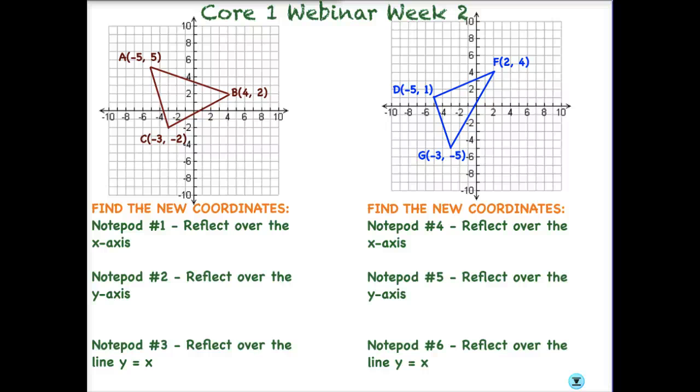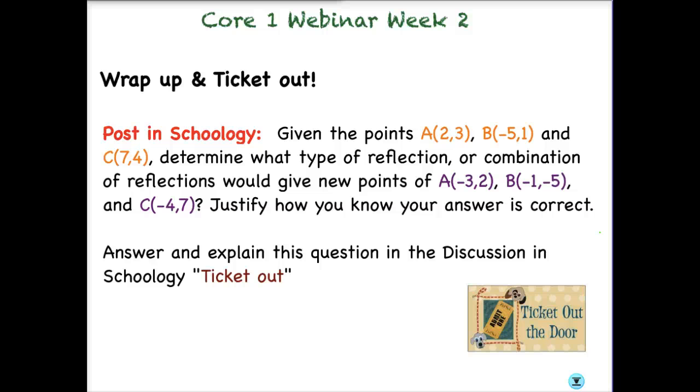All right, you guys, so then let's look at your ticket out. You can do this. So I'm giving you 3 points, and this is in Schoology. And you want to determine what type of reflection, or maybe a combination of reflections, would give you these new points. So think about the 3 rules. That's all you need. How did point A here in orange turn into point A here in purple? What did you have to do? And you either did one thing or you did a couple of things.